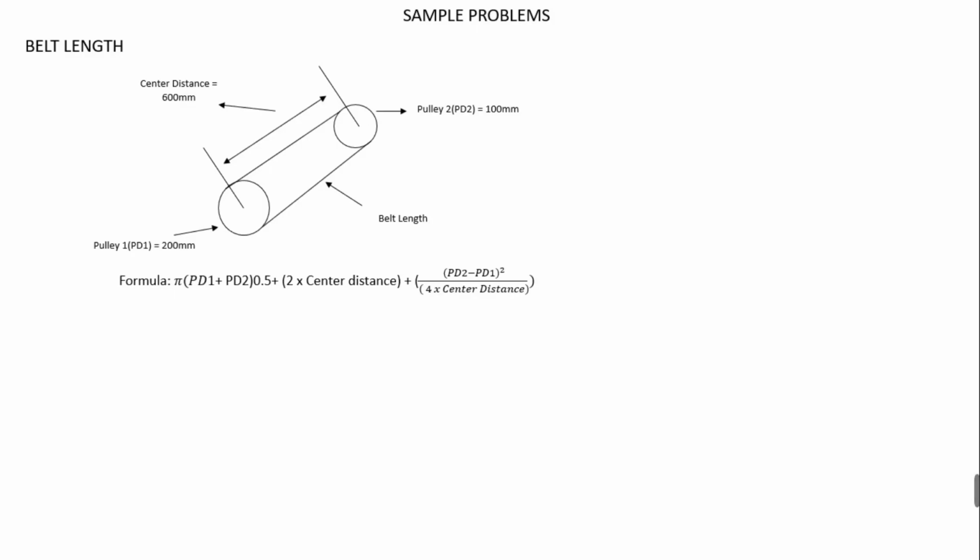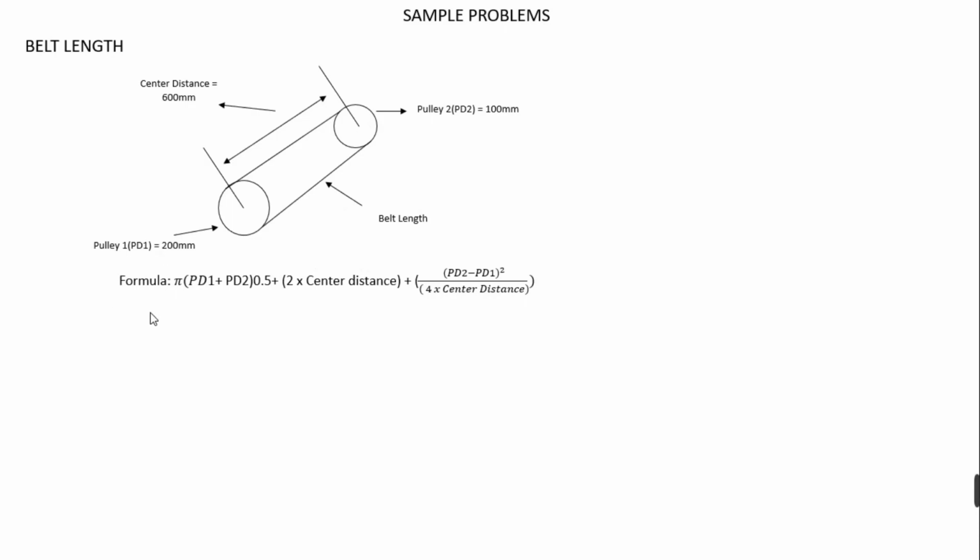So now we will solve some sample problems of belts and pulleys. First, we will find out how to get the length of the belt. In this figure, we have a center distance of 600 millimeters, a largest pulley, which is pulley number 1, with a diameter of 200 millimeters, and the smallest pulley, which has a diameter of 100 millimeters, and the length of the belt is unknown.